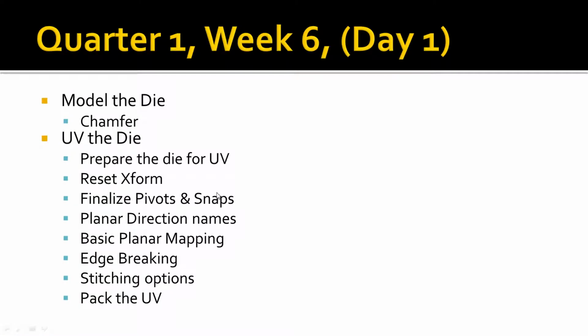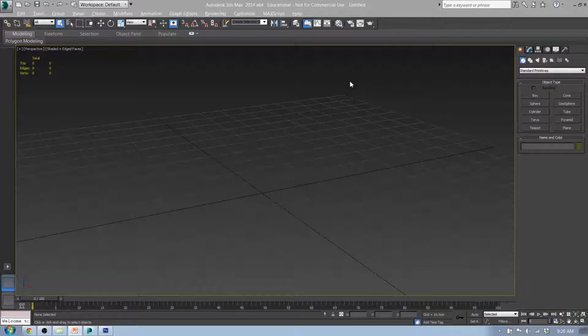We're going to prepare the die for UV by resetting the transform, finalizing pivots and snaps, and planar direction names. We're going to do some basic planar mapping, break some edges, stitch it back together, and then pack the UV so it's ready to go. Now today, like I said, it's going to be a very simple form of UVing. We're not going to go too complicated. We're just going to move on.